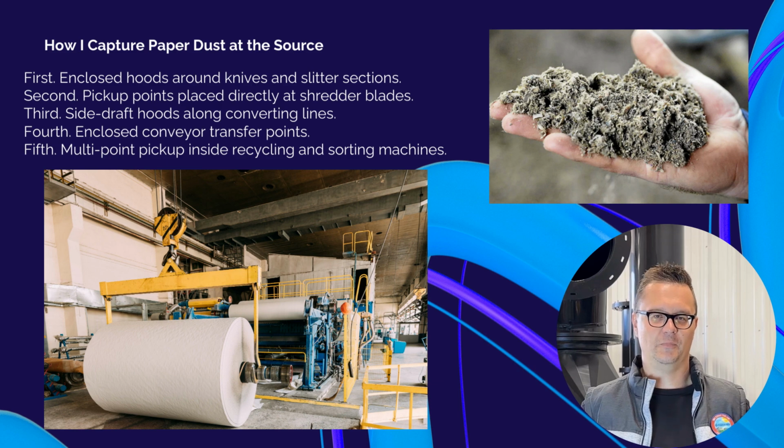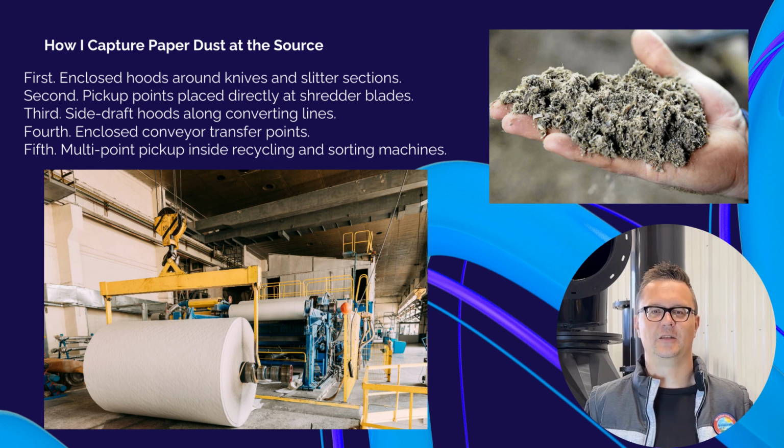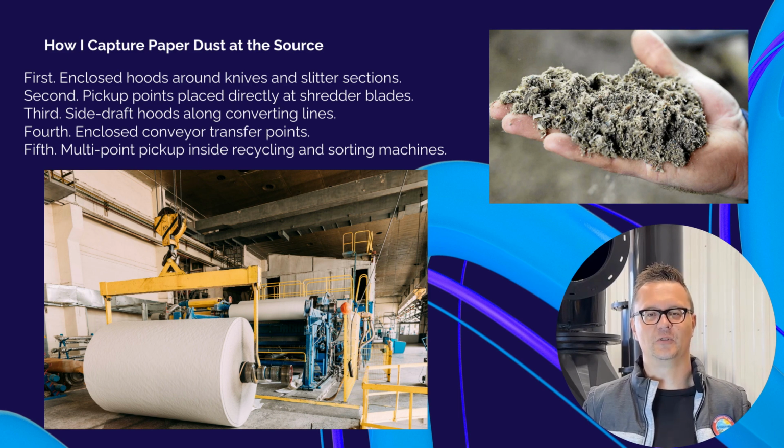How I capture paper dust at the source. The key to controlling paper dust is capturing it exactly where it forms. Because the dust is so light, it escapes easily unless the hood design is correct. The best capture methods include: first, enclosed hoods around knives and slitter sections. Second, pickup points placed directly at shredder blades. Third, side draft hoods along converting lines. Fourth, enclosed conveyor transfer points. Fifth, multi-point pickup inside recycling and sorting machines.